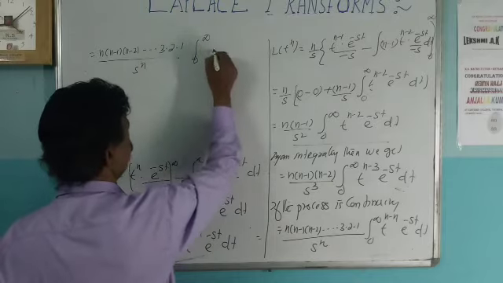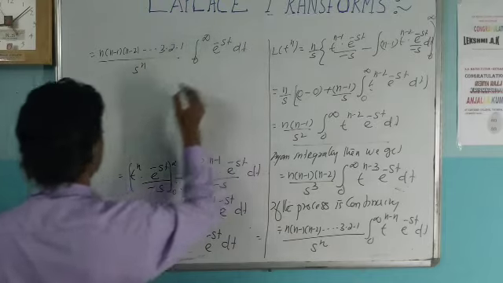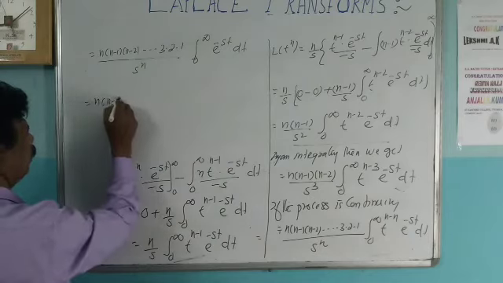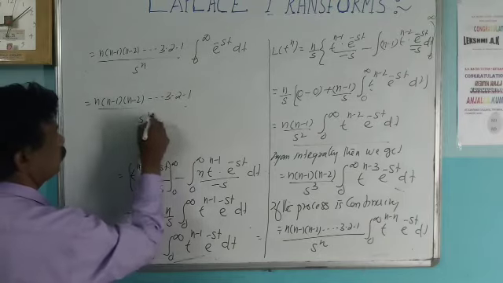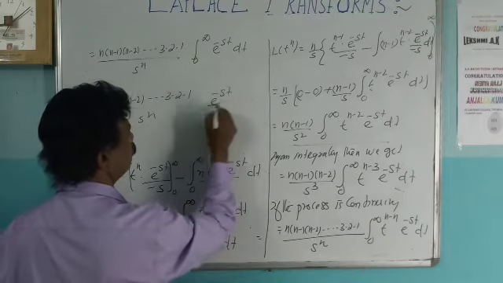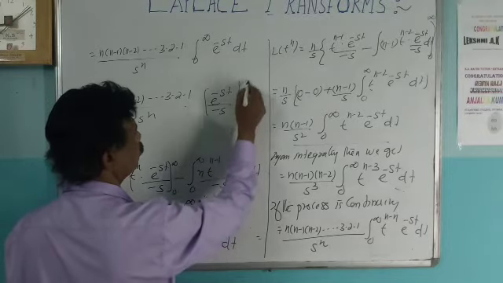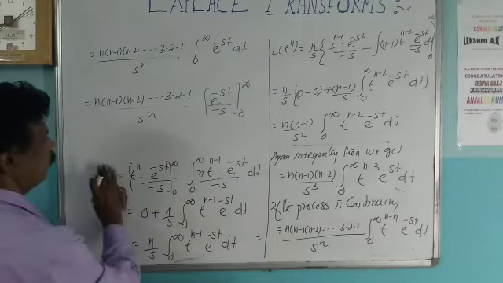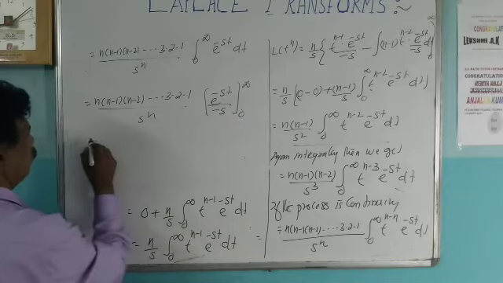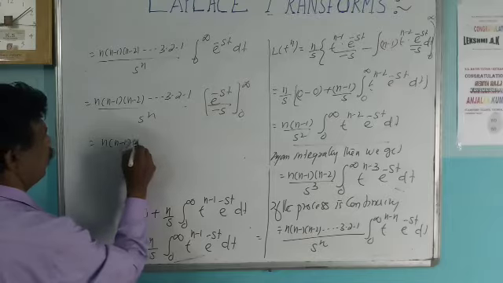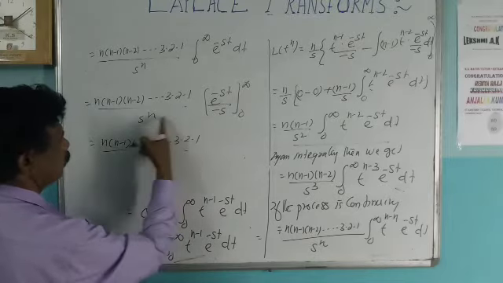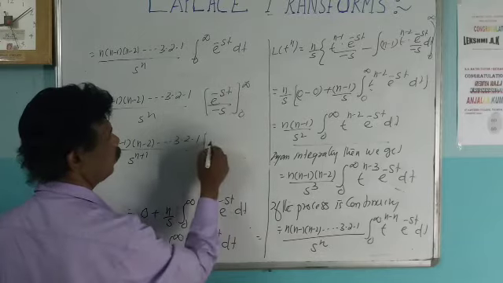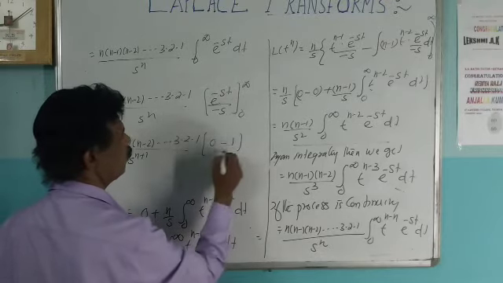Integral 0 to infinity e raised to minus st dt. That is equal to n into n minus 1, n minus 2, etc., 3 into 2 into 1 by s raised to n into e raised to minus st by minus s, limit 0 to infinity. So we can write n into n minus 1, n minus 2, etc., 3 into 2 into 1 by s raised to n into s raised to n plus 1, e raised to minus infinity 0, e raised to 0 1 divided by minus 1.